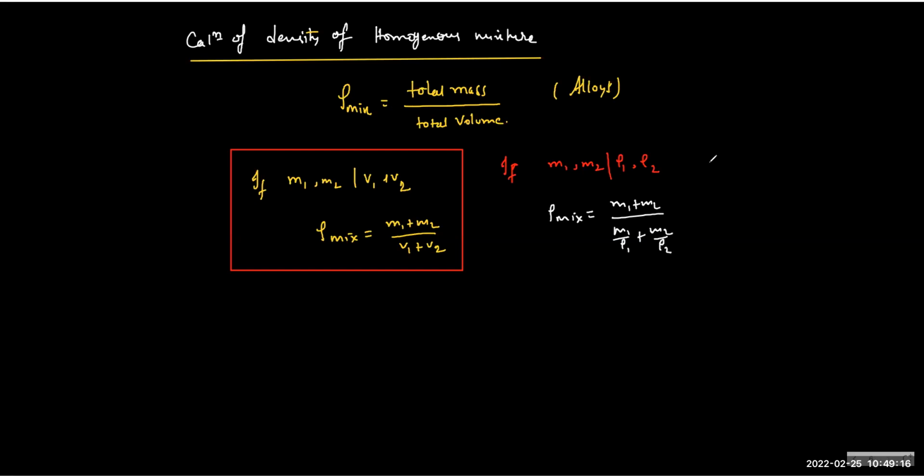Now we can take a special case. If M1 equals M2, so if we add in equal mass, then what is the density of mixture? 2 rho 1 rho 2 by rho 1 plus rho 2, correct? So let's say if you take 1 kg of copper and 1 kg of iron and you make an alloy by melting and mixing it properly, then the alloy which you have made will have density equal to twice the product of densities upon summation, which is called the harmonic mean of the two, correct? This is the HM.